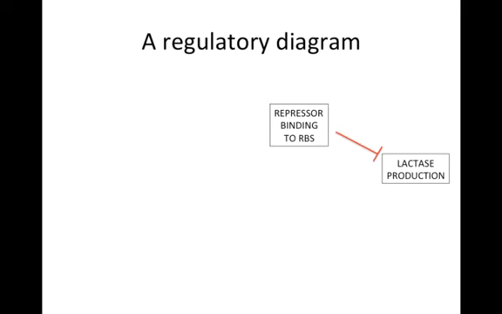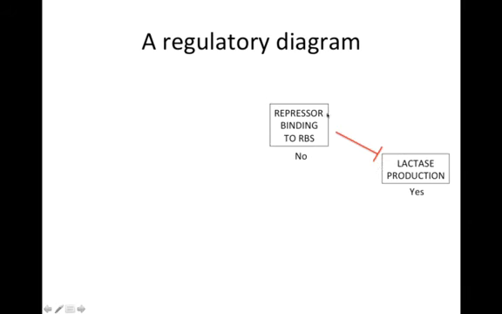So we can mark this with this block diagram here in red. That block means that if the repressor is bound, then lactase production is the opposite. So if yes, then no. But if no, if the repressor is not bound, then yes. So when you see one of these block diagrams, it's going to be the opposite. If yes, then no. If no, then yes.